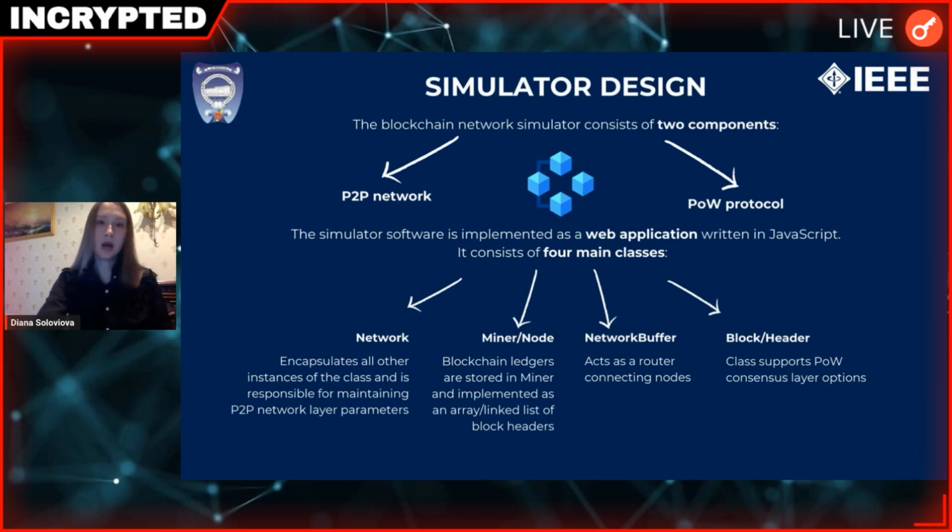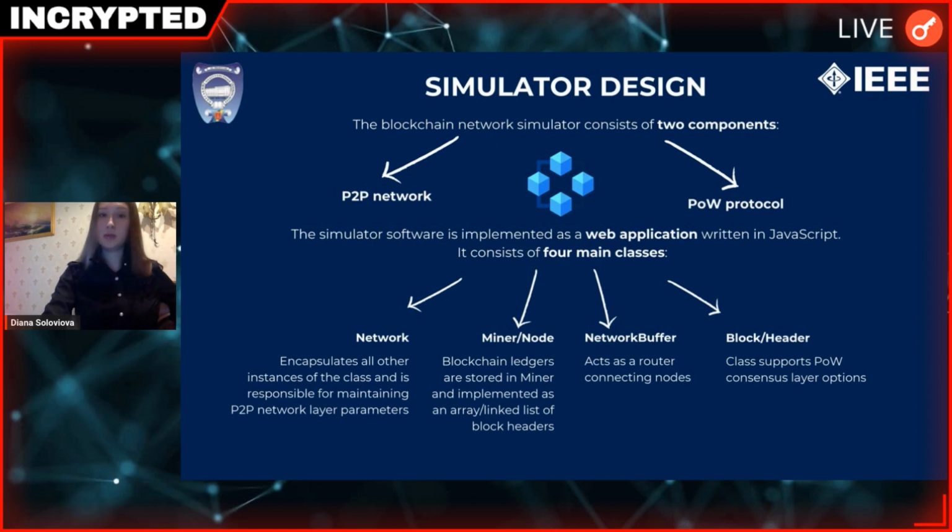So let's speak now about the design of the simulator, which was made to conduct our experiments. A blockchain network simulator consists of two components: the peer-to-peer decentralized network and the proof of work protocol. This simulator software is implemented as a web application written in the JavaScript programming language and consists of four main classes. Each of the four classes is responsible for components of the blockchain network, and basically it helps us to ensure proper simulation of the network.